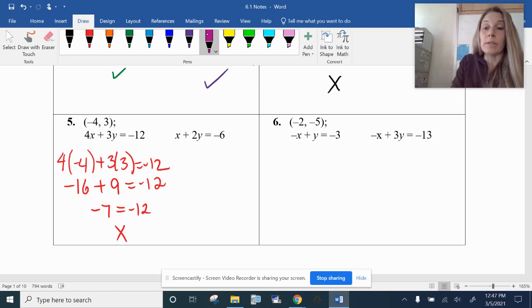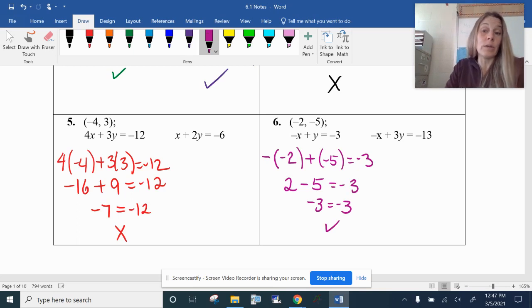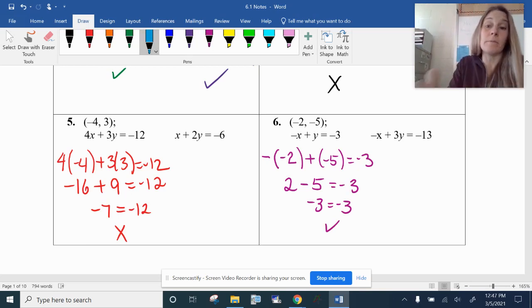And then finally, number 6, we have a negative 2. Be careful here because the x variable is negative, and then we're substituting a negative number in there. So you have to make sure you account for both of those negatives. Now, when you have a negative times a negative, that becomes a positive 2. And then adding a negative is really like subtracting that 5. So 2 minus 5 is negative 3, and that does equal the negative 3 we have on the other side.